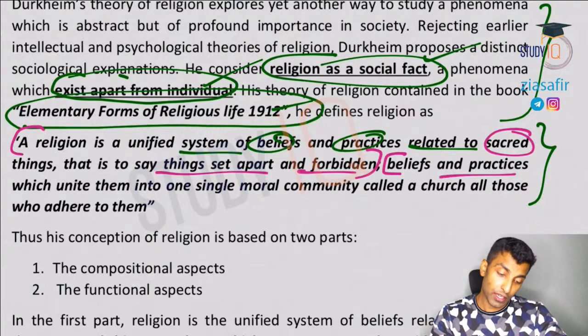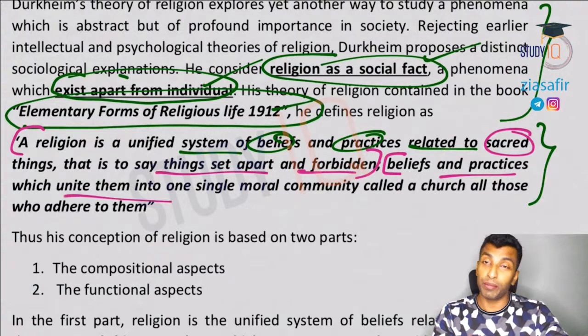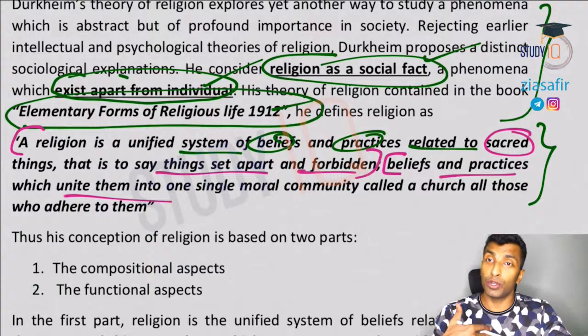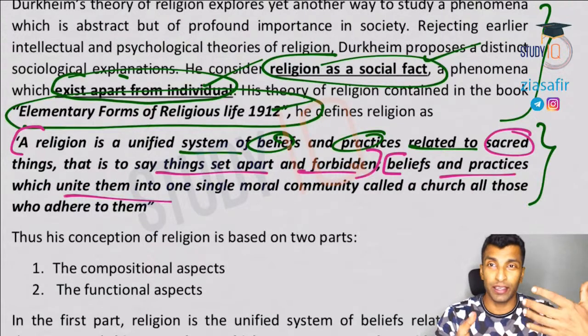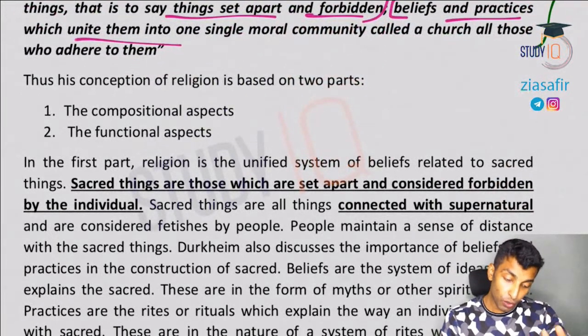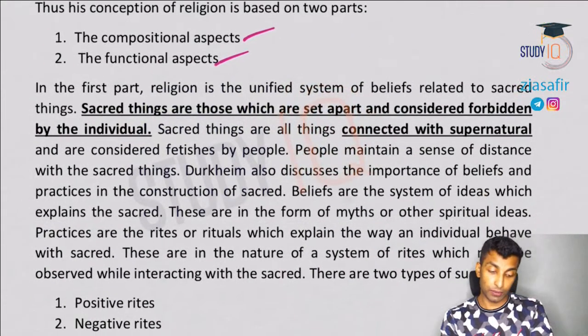So here the functional part: the beliefs and practices unite them into a single moral community called a church, all those who adhere to them. So those people who follow the same sets of beliefs and practices will be united under a single moral community. That is the religion. Here it is written as church. Church means religion. Okay. Thus, his conception of religion is based on 2 parts, the compositional aspect and the functional aspect that we have already discussed.